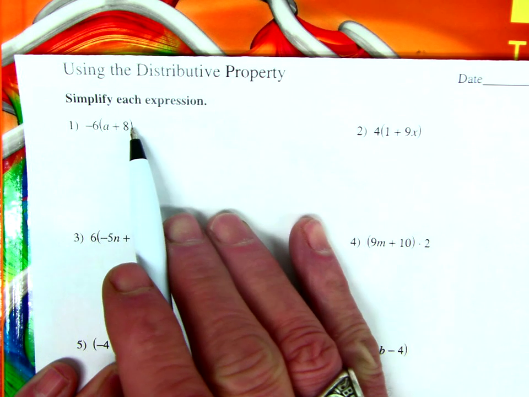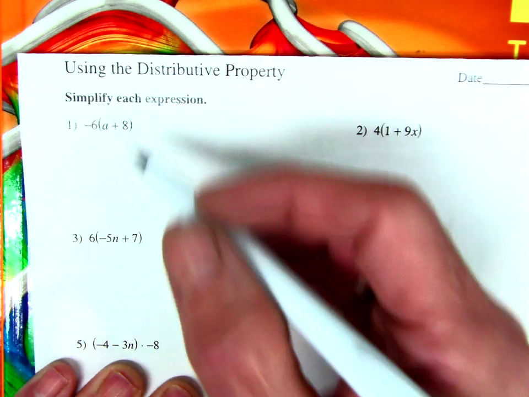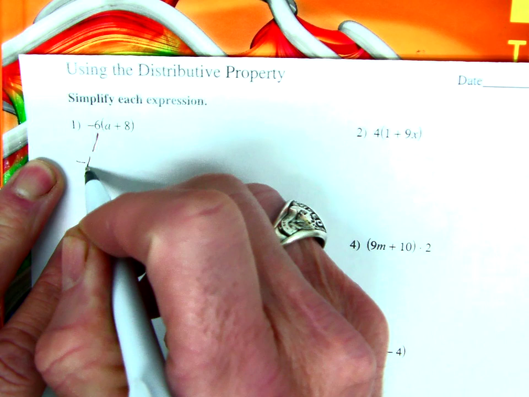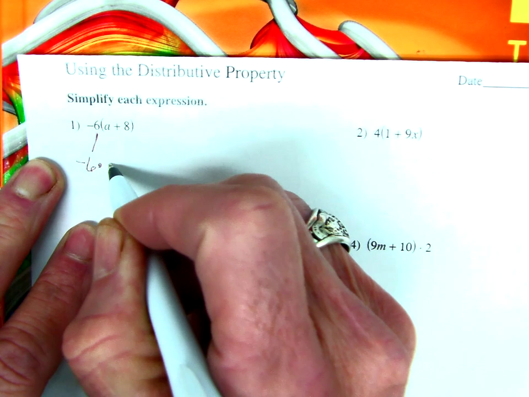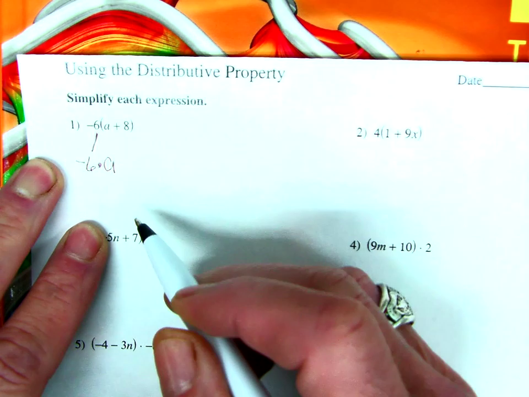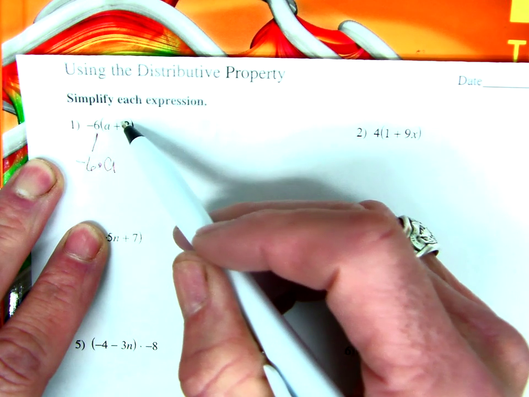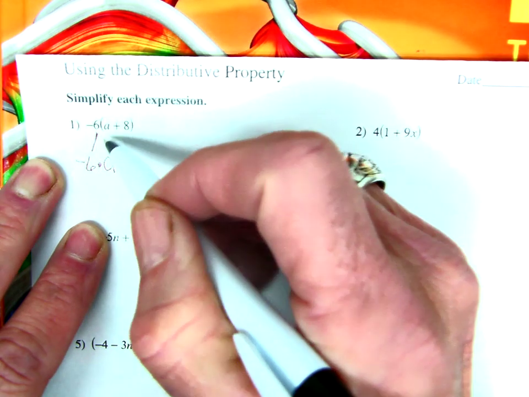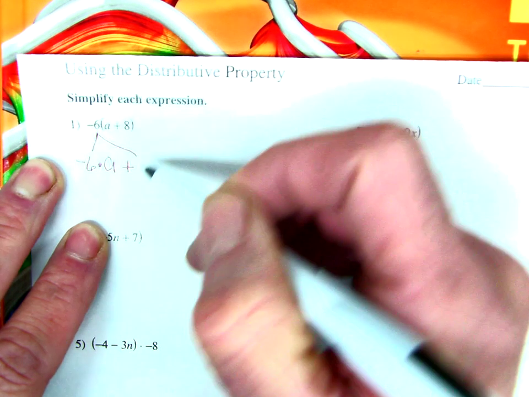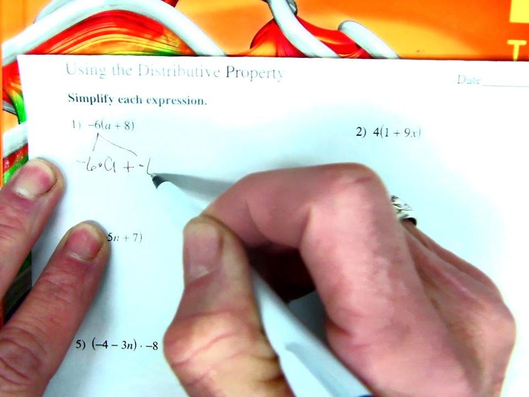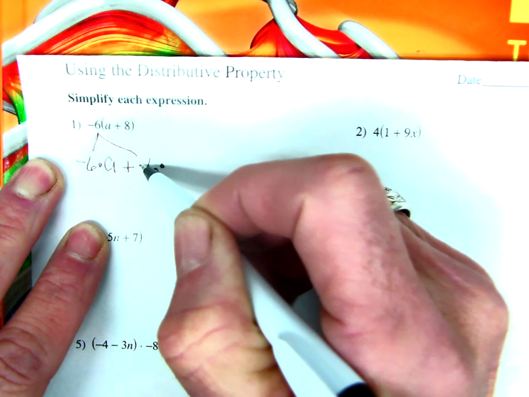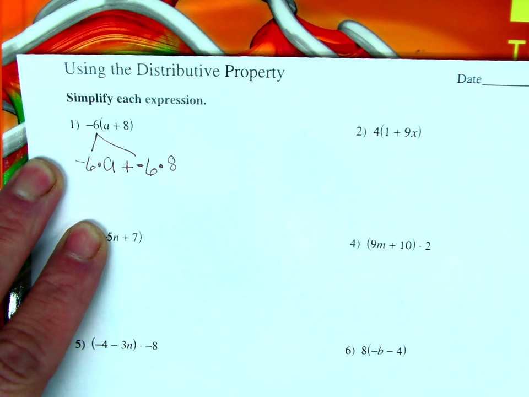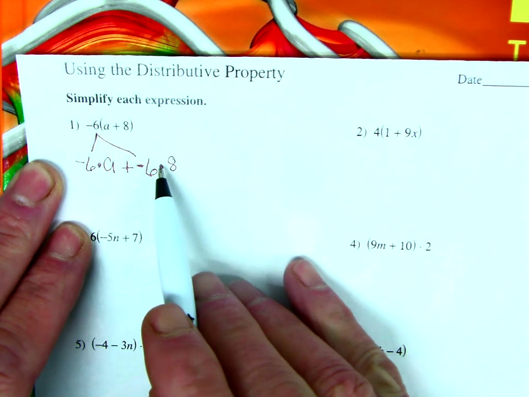What the distributive property means is that you're going to take this number, -6, and multiply it times 1a. There's a plus sign here, so we bring down the plus sign. Now this -6 is going to get used again. -6 times 8. And then you complete these two multiplications.